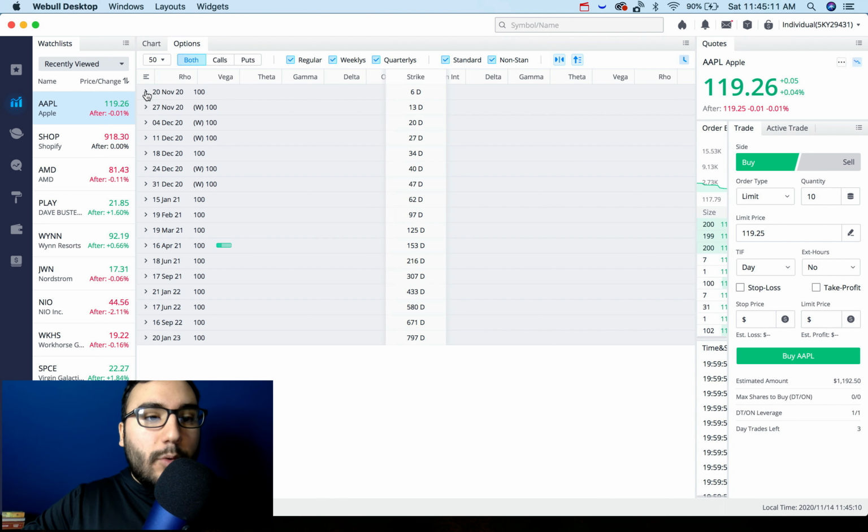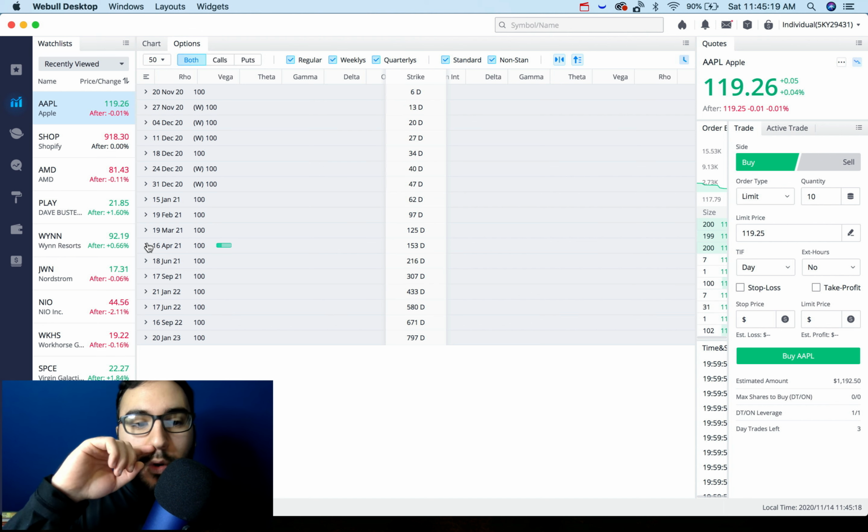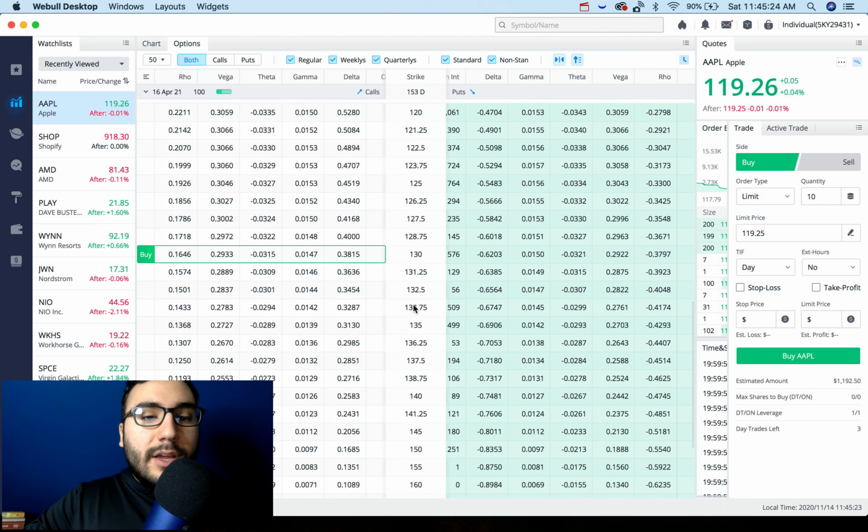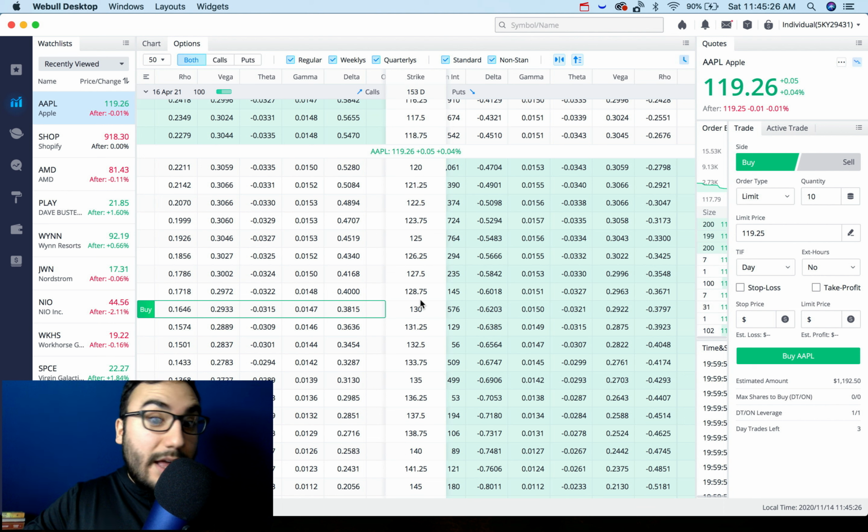And the option's price is the premium of what you actually pay for the option. So let's say, for example, we're going to end up buying some call options on Apple, and we look at the April 16th, 2021 call options, which are 153 days out, at the $130 strike price. That means I'm bullish on Apple. I think by April it's going to be above $130. For this particular option, the delta is 0.38, gamma is 0.01, theta is negative 0.03, vega is 0.29, and rho is 0.16.